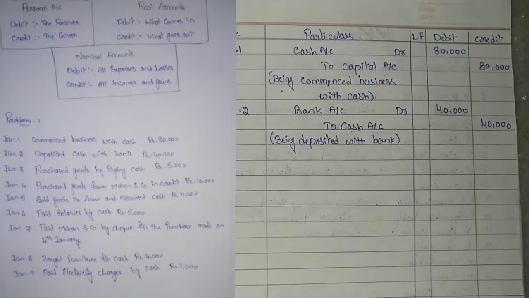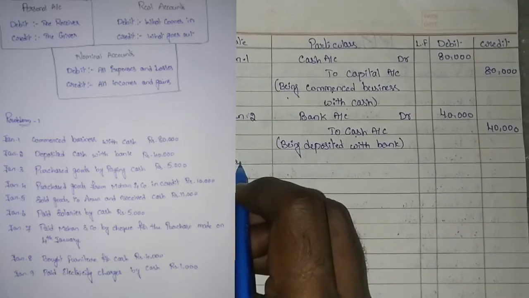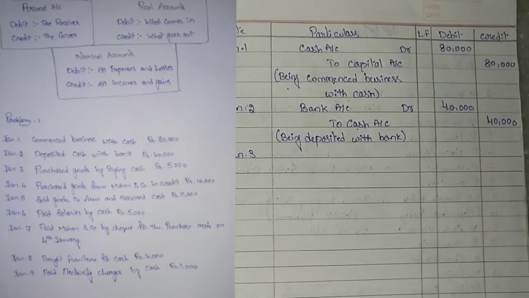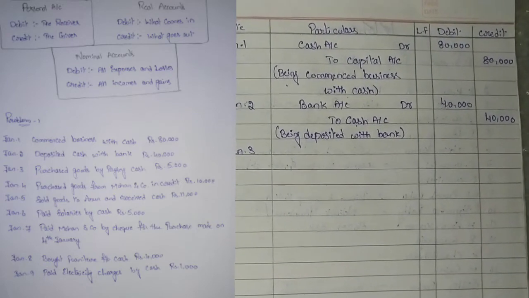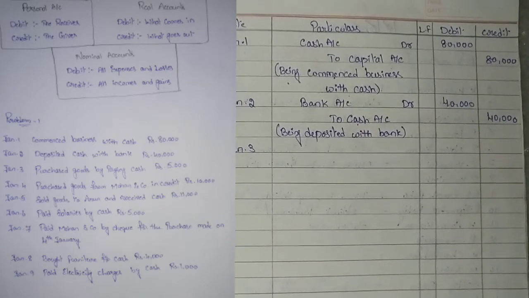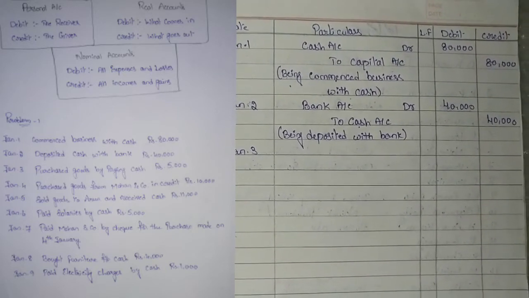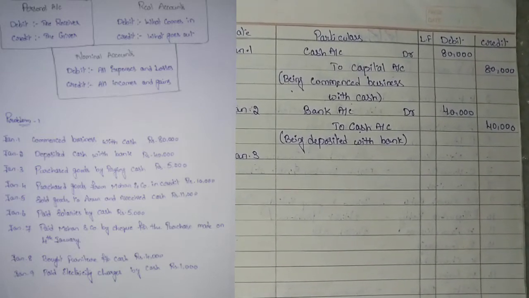So that is how we'll go for making the transaction. And next, the third one is on January 3rd, and the transaction is purchased goods by paying cash. That is a cash transaction. They are purchasing goods by cash. So goods will become the assets of the company. So the transaction comes under real account. So according to real account, debit what comes in, credit what goes out.